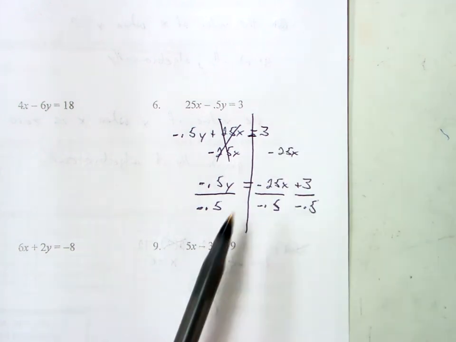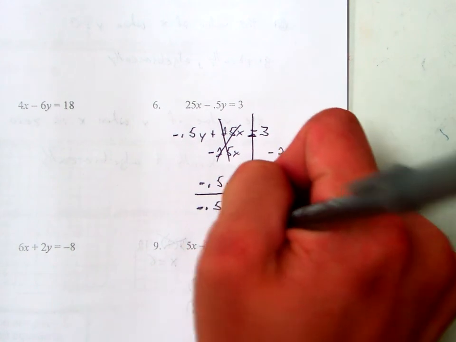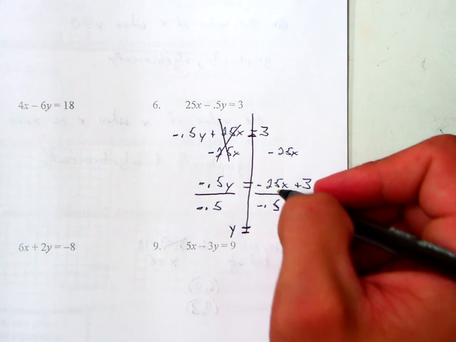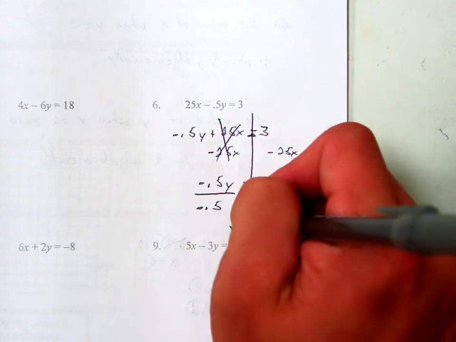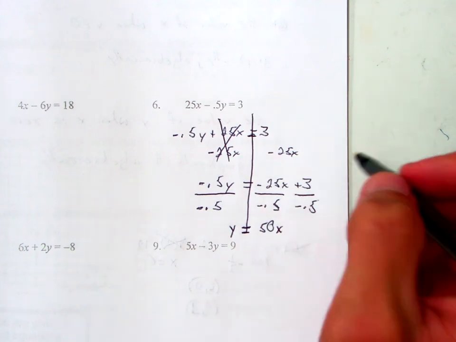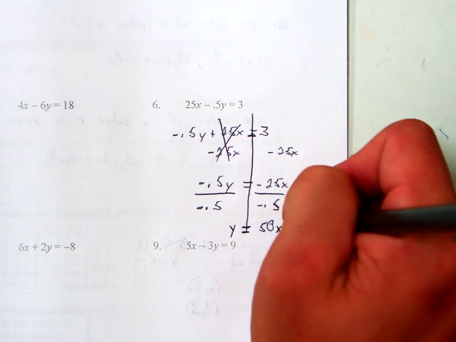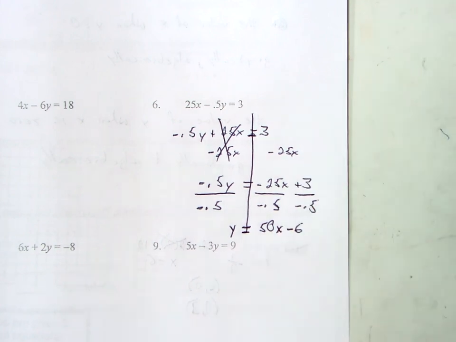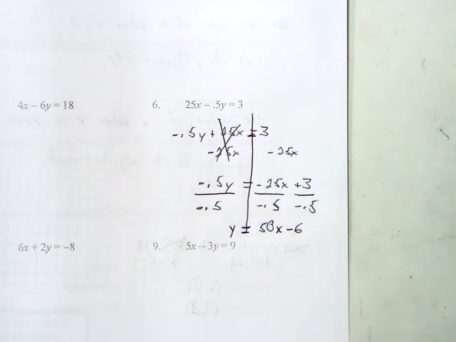Okay? So when you do that, you're going to be left with a positive y, which is our goal. We're solving for y. And then when I divide negative 25 by negative 0.5, it ends up being positive 50. When I divide positive 3 by negative 0.5, it's going to be a negative 6. And there's my final answer. So I have a y-intercept of negative 6 and a slope of 50 over 1.